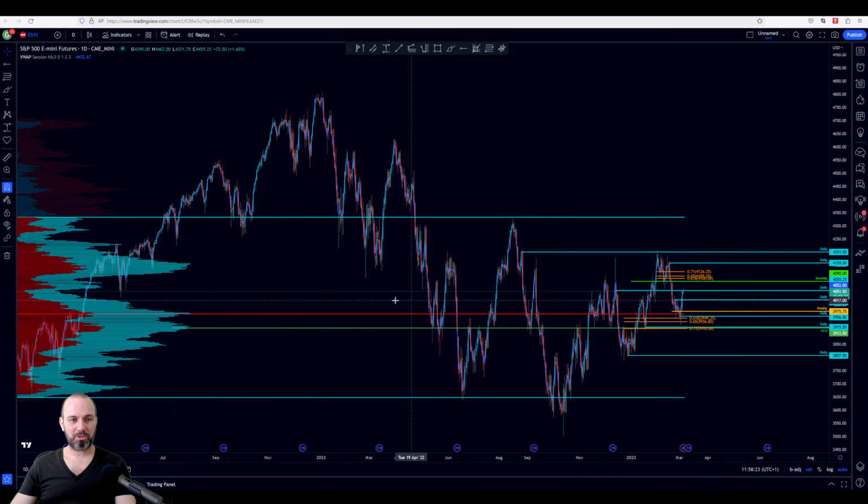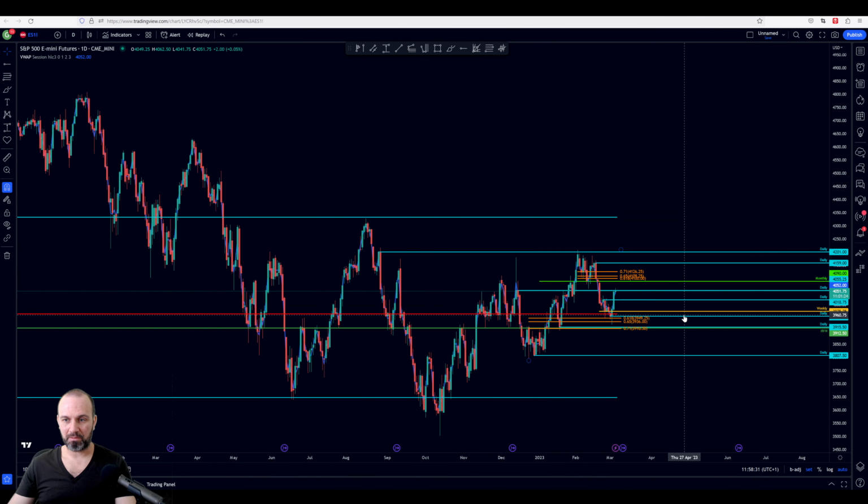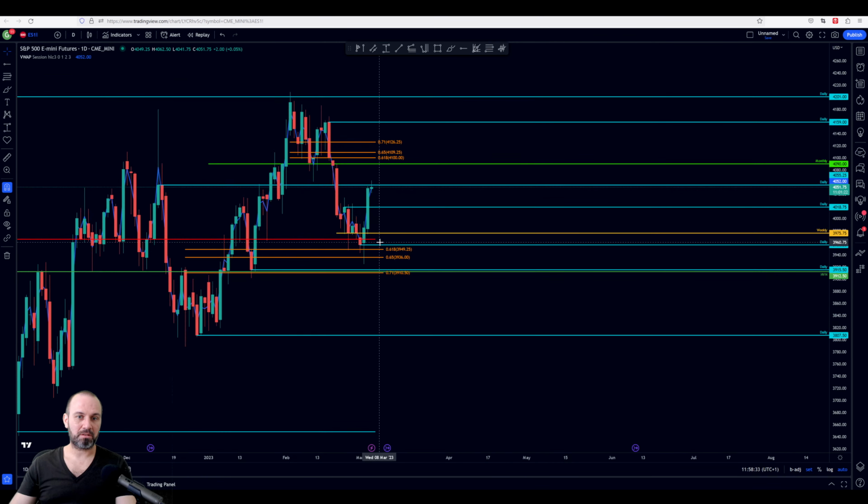And like I said, everything started with the point of control moving from here to here. So that's why I like to trade ranges. That's why I like to check the volume. Without this information, my bias would be that the price could actually push to this level that I had.